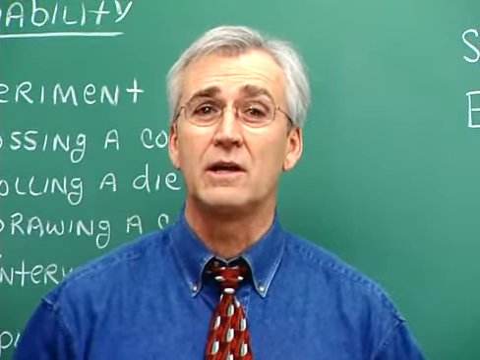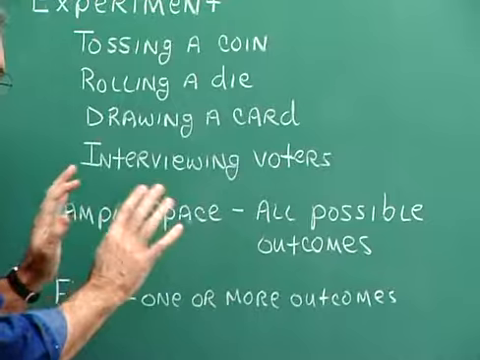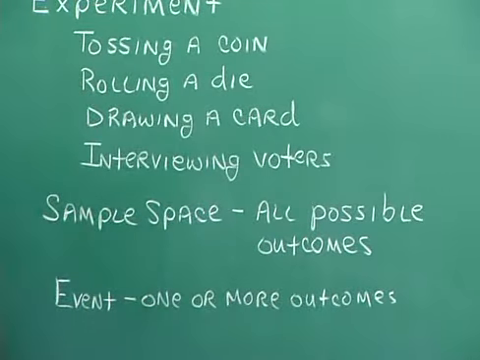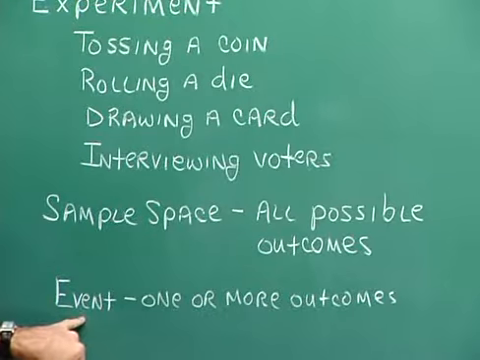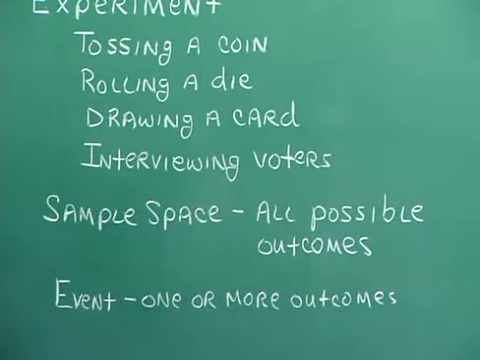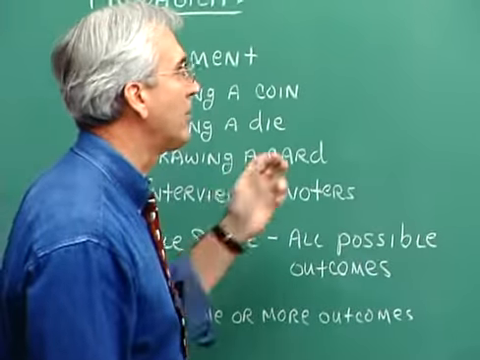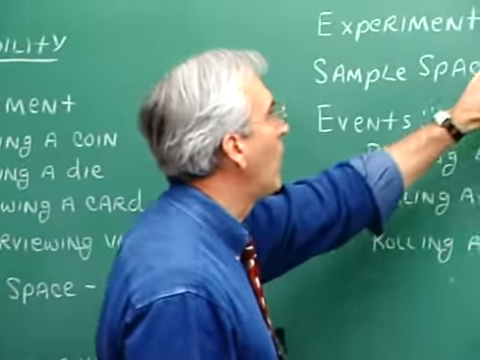A sample space is a list of all possible outcomes, and generally this list is put into a set format. So it's the set of all possible outcomes for some experiment. An event is one or more outcomes. Now it's starting to sound a little complicated, and I think we take the complication out of it with an example. An experiment is like rolling a die.